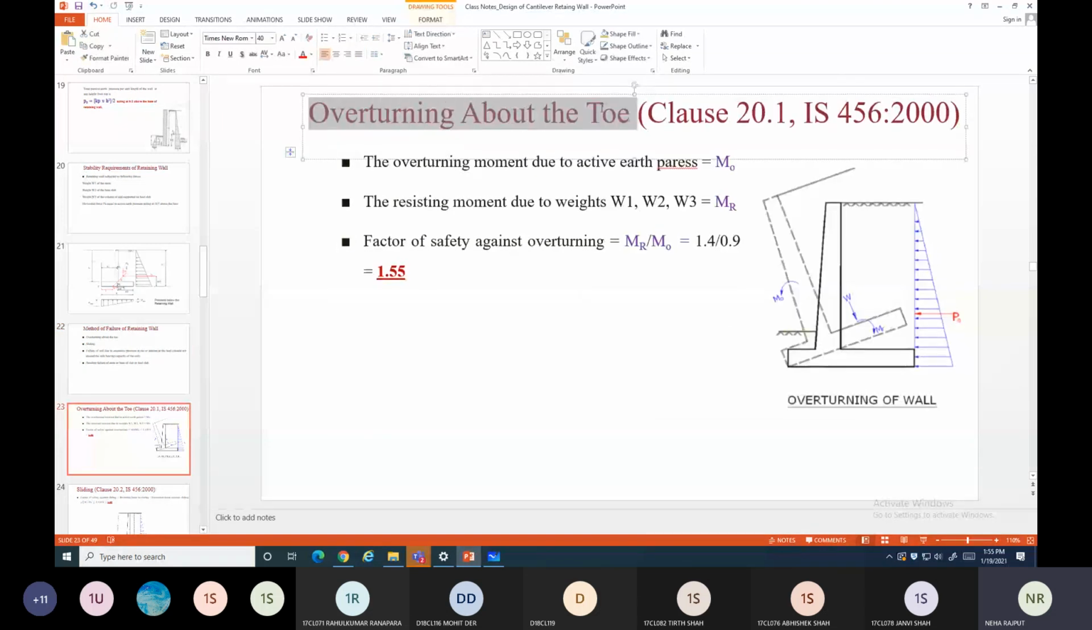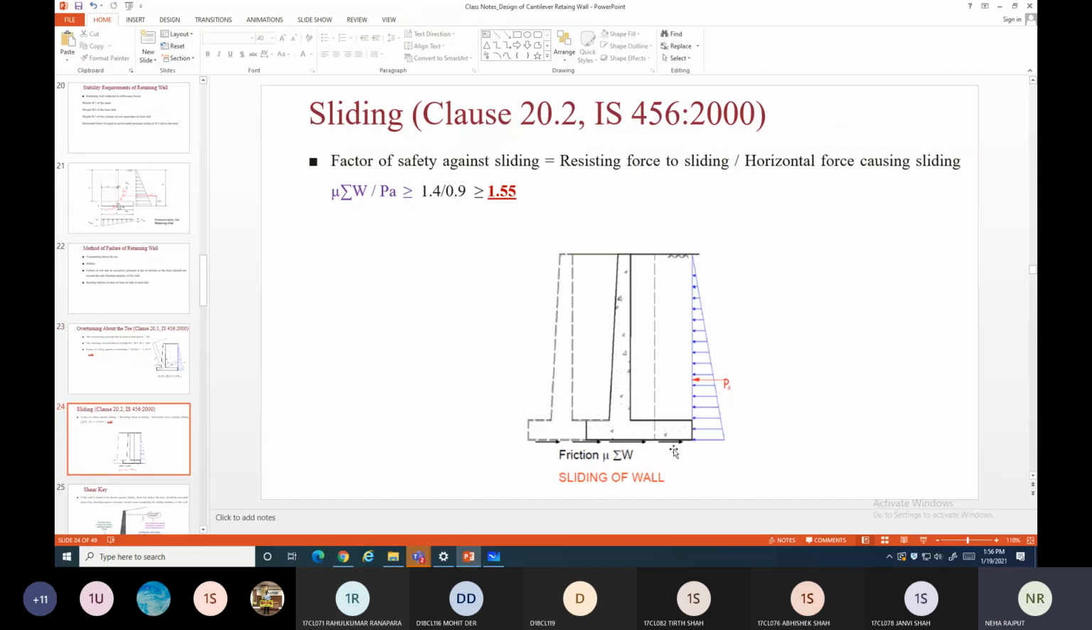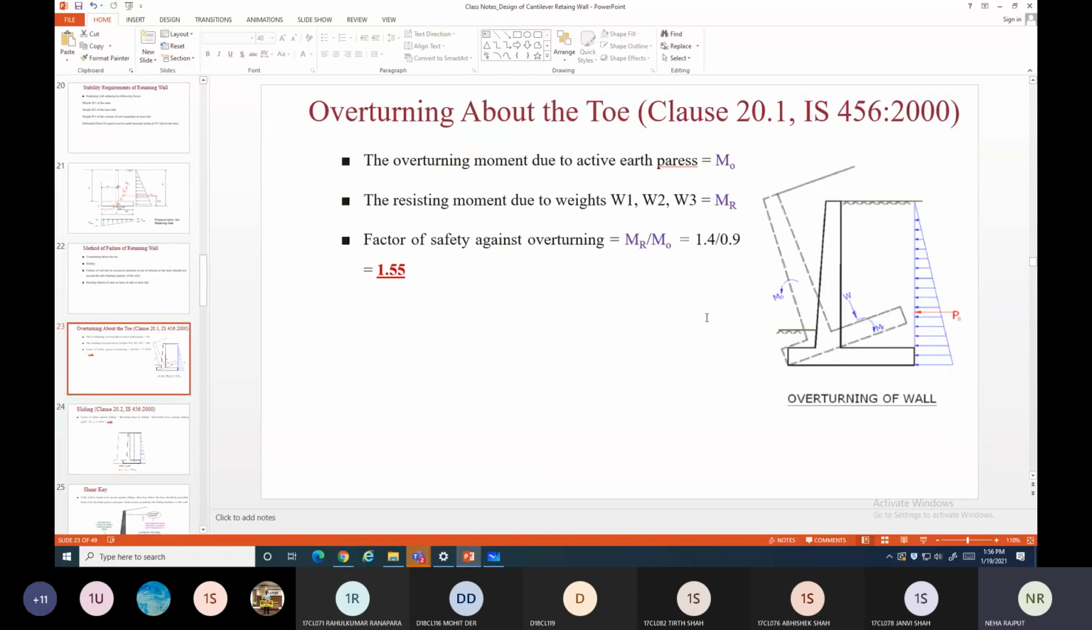So this is the overturning about the toe. Clause 20.1 is given. This is the overturning of the retaining wall due to active pressure PA. Overturning moment is M0. We'll see what is M0. Then this is the sliding. This is called the sliding of slab. And this is called the overturning.